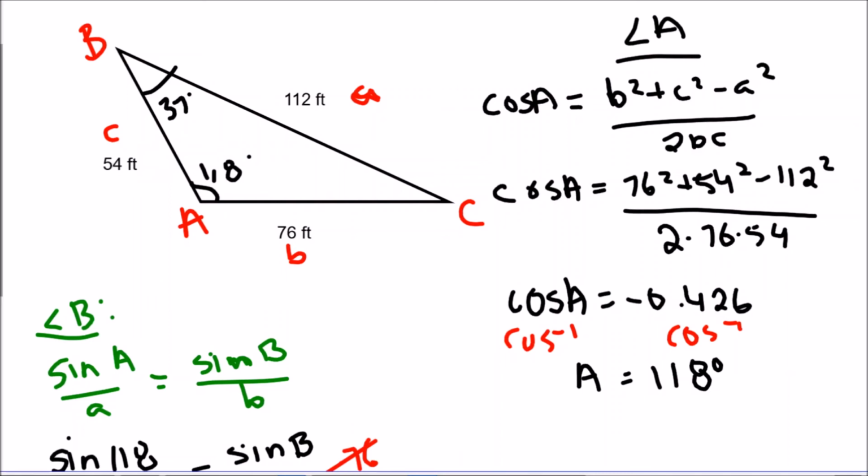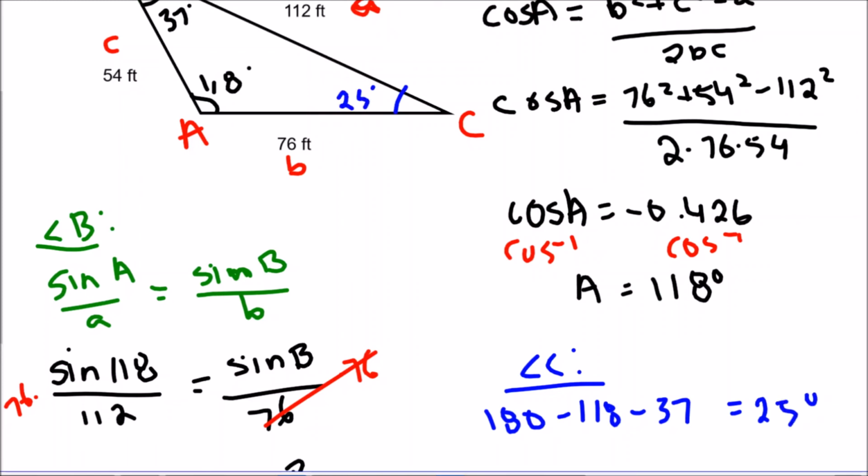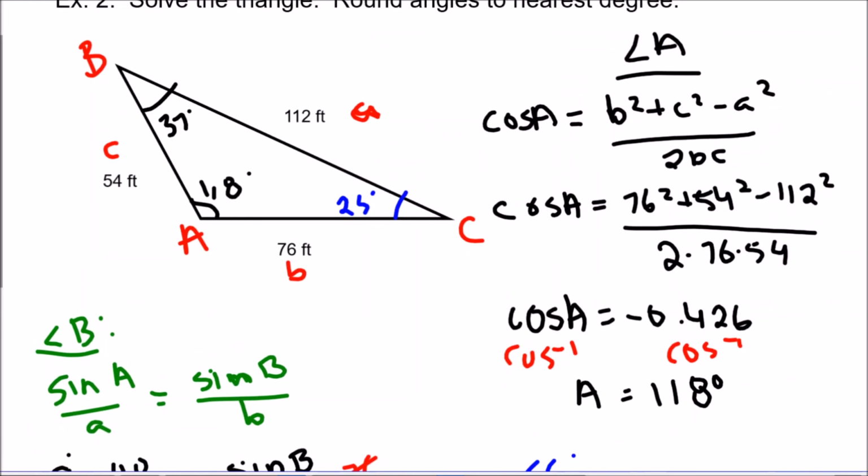Angle C, we could do cosine law, we could do sine law, or we know that I have three angles here. They have to total up to 180. So if I subtract the two angles I already know, I'll find out that angle C is 25 degrees. And we've solved the triangle, right? We know every side length, we know every angle inside.